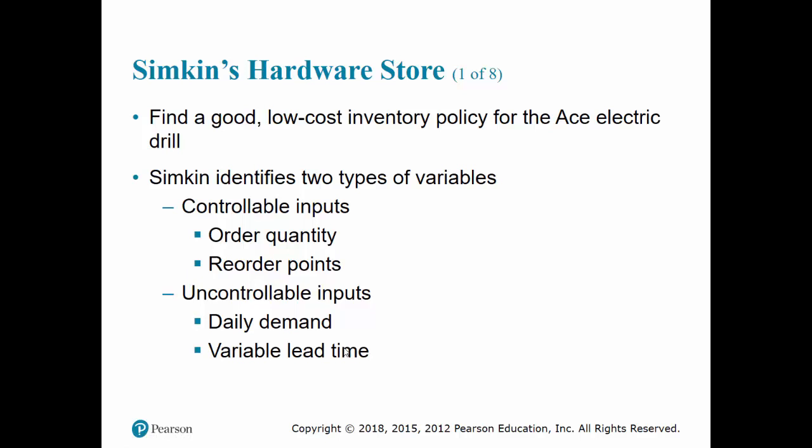And then when we place the order, the lead time may not be constant. It may have some variability there. So some orders may come in within a day or 2 days or 3 days. Which means that we need probability distributions for these two variables, daily demand and variable lead time.